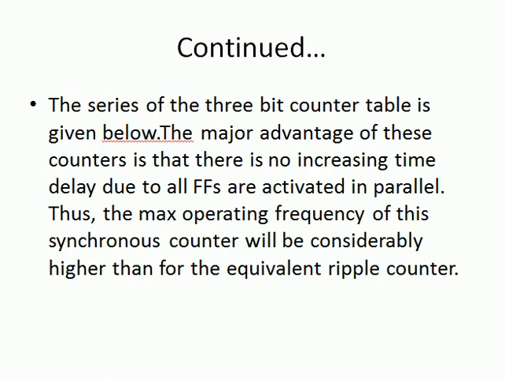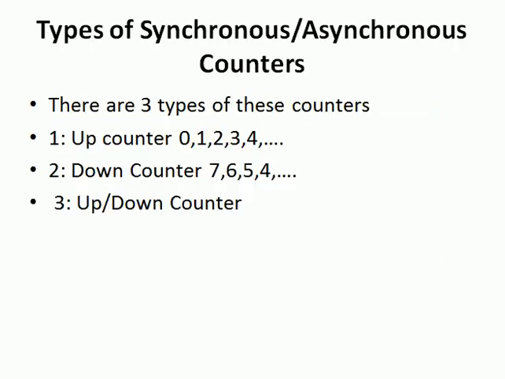One more thing is the types of synchronous and asynchronous counters. Basically we are having 3 types of these counters. First one is the up counter, in which the counting is 0 1 2 3 4, where addition occurs. Second one is the down counter, that may be 7 6 5 4, where subtraction is occurring. And the last one is the up-down counter, that we will discuss in detail in the next lecture. So this was all about the counters.